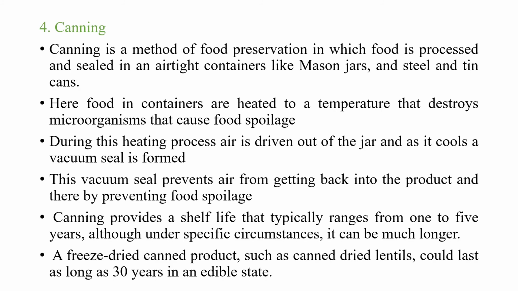And the fourth method is canning. Canning is a method of food preservation in which the food is processed and sealed in airtight containers like mason jars, steel jars, and also tin cans. Here the food in containers is first heated to a temperature that destroys the microorganisms that would lead to food spoilage. During this heating process, air is driven out of the jar, and as it cools, a vacuum seal is formed inside, and this vacuum seal prevents air from getting back into the product and thereby prevents spoilage microorganisms.